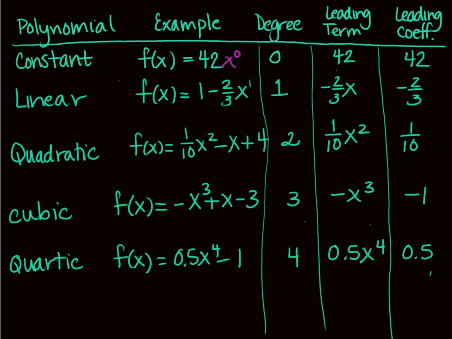By the way, something that is not a polynomial function would be something like 4x to the 1/3 minus 2x. Why isn't this a polynomial function? Because it doesn't have a whole number exponent. Or likewise, if I have something like 4 to the negative 2 plus 2, that's not a polynomial because I have a negative exponent. So polynomials must have whole number exponents.